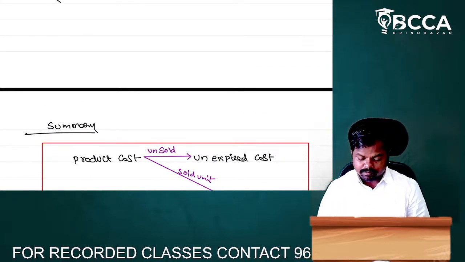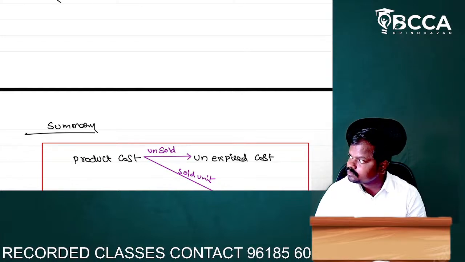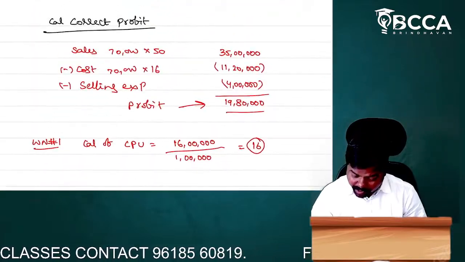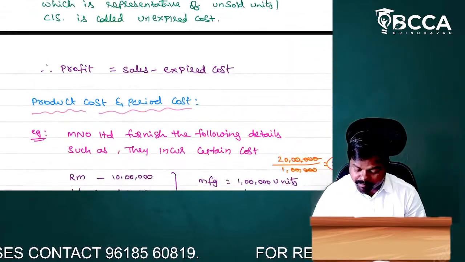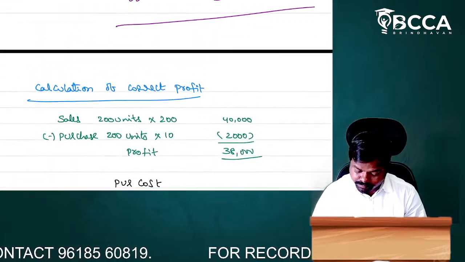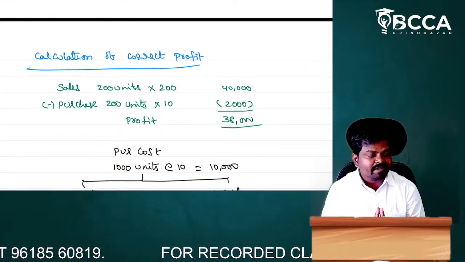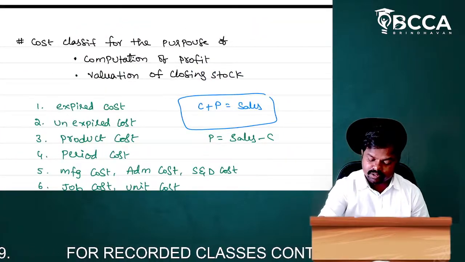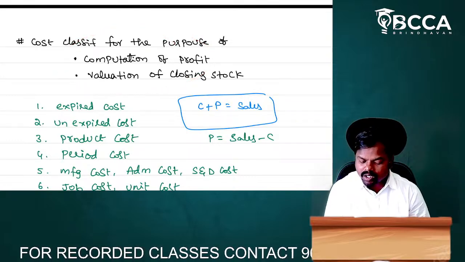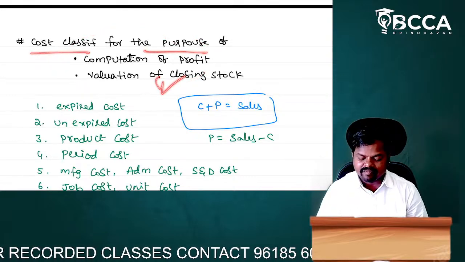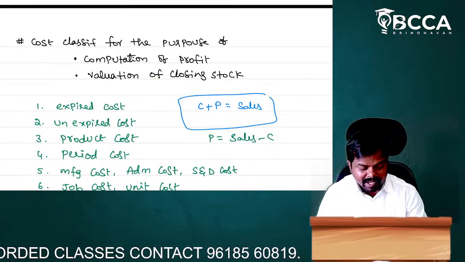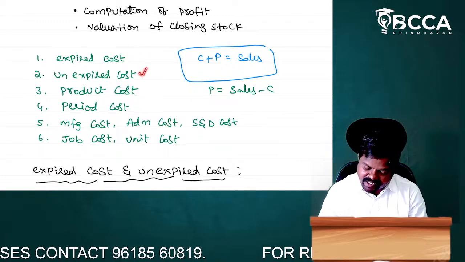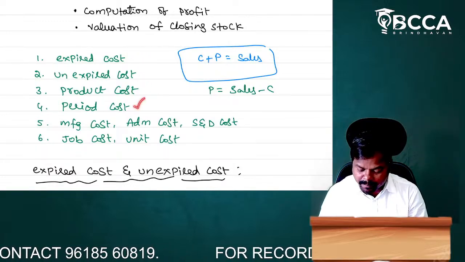So good morning to all. In our previous class, we discussed cost classifications for the purpose of computation of profit as well as valuation of closing stock. Number one, expired cost, unexpired cost, product cost, period cost.